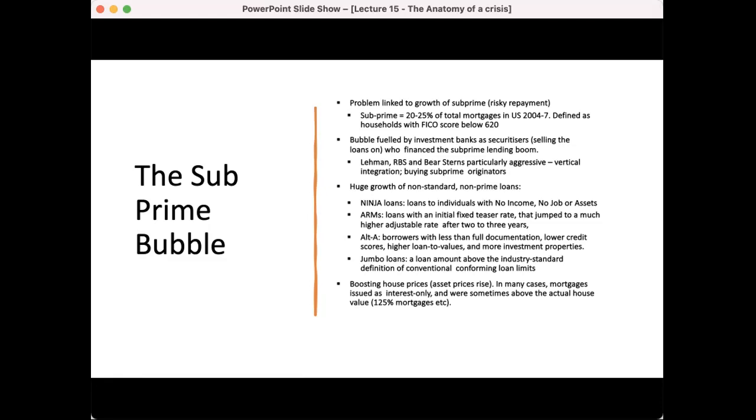But this is an example where Minsky would class this as being Ponzi financing, in that people are borrowing money in order to pay back their debts on the sale of the property that they've just taken the money out to buy in the first place.